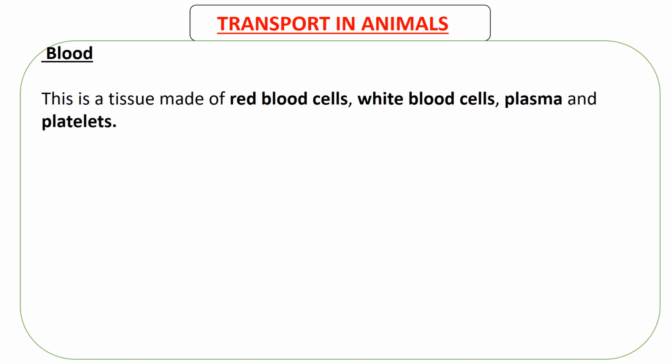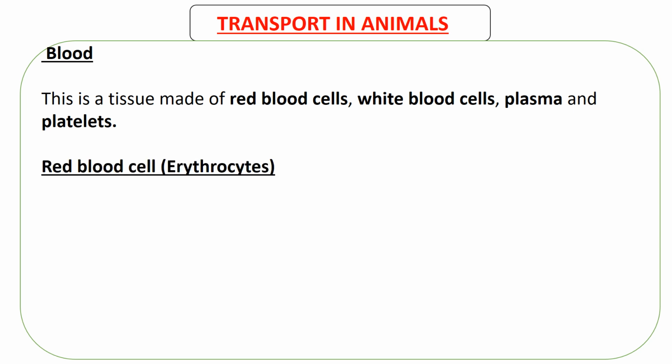So blood is just a tissue made of 4 components: red blood cells, white blood cells, plasma, and platelets. The first 2, red blood cells and white blood cells, we have discussed them already. We're just going to take a look at plasma and platelets. Of course, I'll share just a bit of information on red blood cells and white blood cells. So let's start with red blood cells.